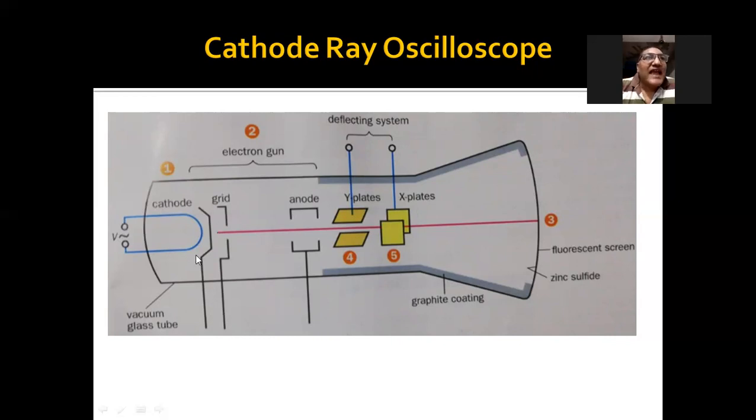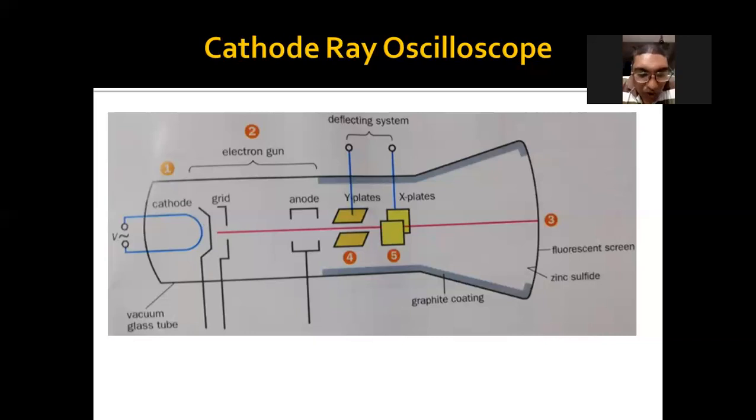Here we have a cathode, and it is connected with the negative terminal of the battery. In this diagram it is not shown, but we also have a heater here. And what happens when this cathode becomes hot? When this cathode becomes hot, the electrons come out into the air from the cathode.